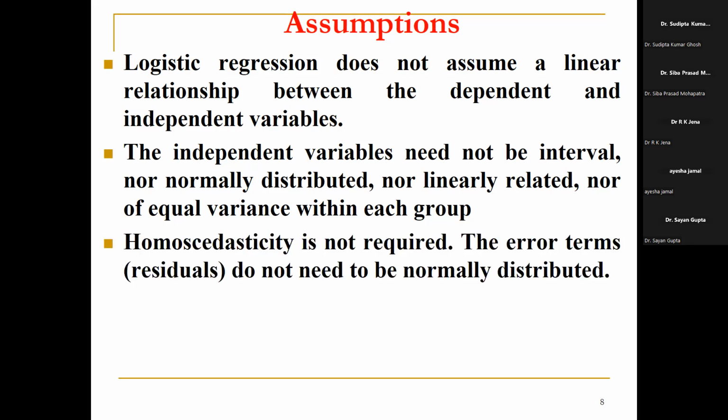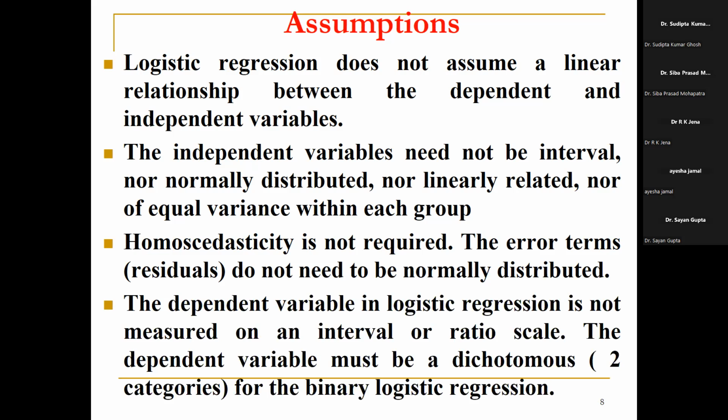Then homoscedasticity is not required here. Homoscedasticity is one of the major problems in linear regression. It says how your error terms behave with the predictions. It should not follow a pattern, it should be normally distributed. But here we don't bother about this characteristic, because our dependent variable is a class variable, not a numeric variable. That's why we don't consider homoscedasticity here.